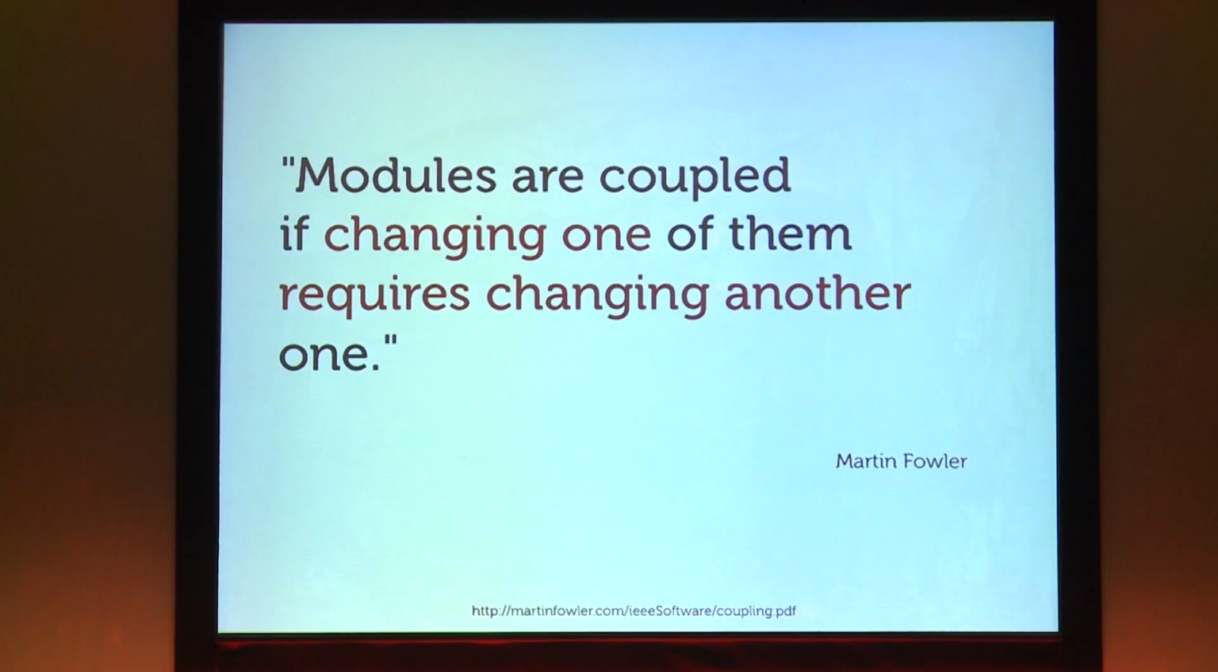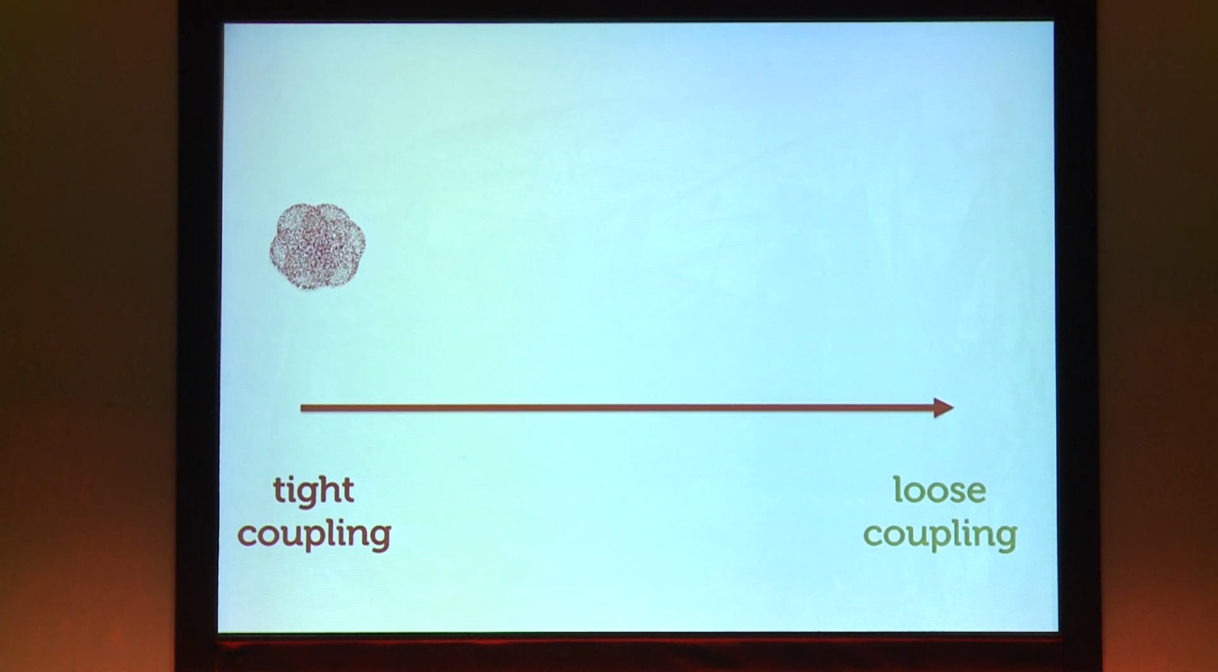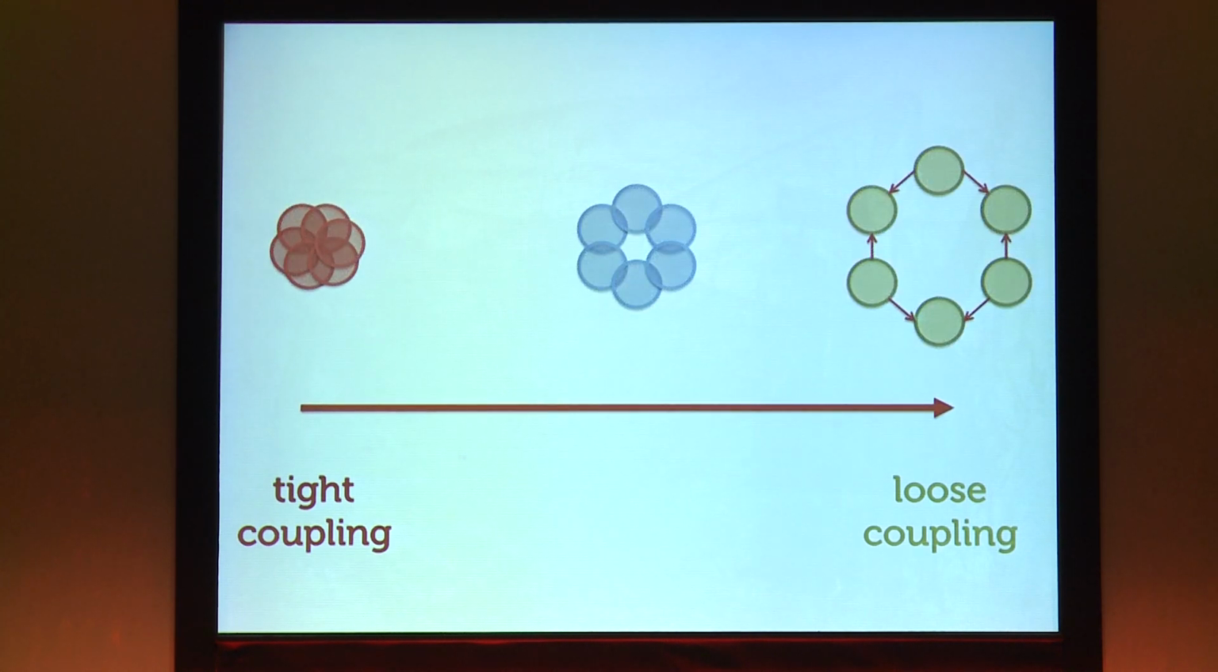The definition by Fowler says modules are coupled if changing one of them requires changing another one. It's not that we can avoid coupling. It's not that it exists or not, but we can move towards tight coupling or more loose coupling. Tight coupling where everyone knows everything about each other. Loose coupling where modules talk to each other through nicely defined interfaces.